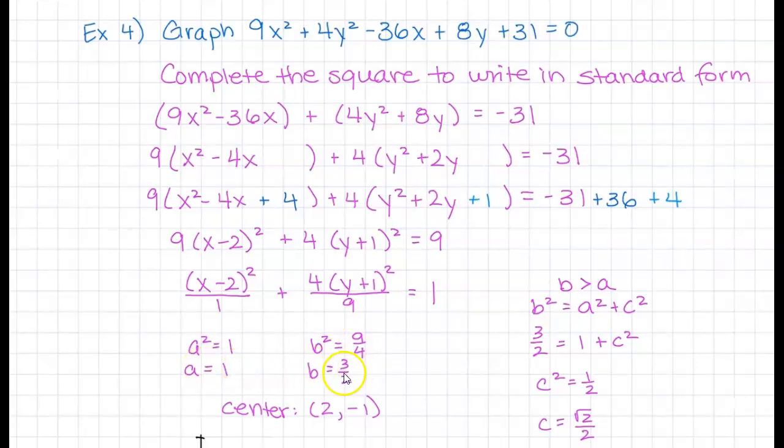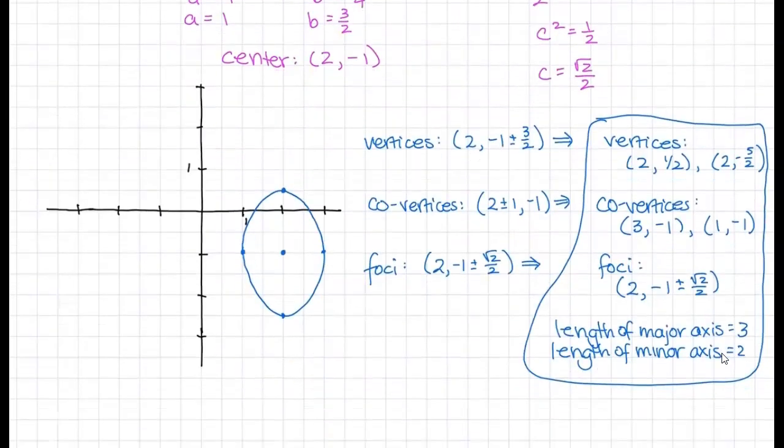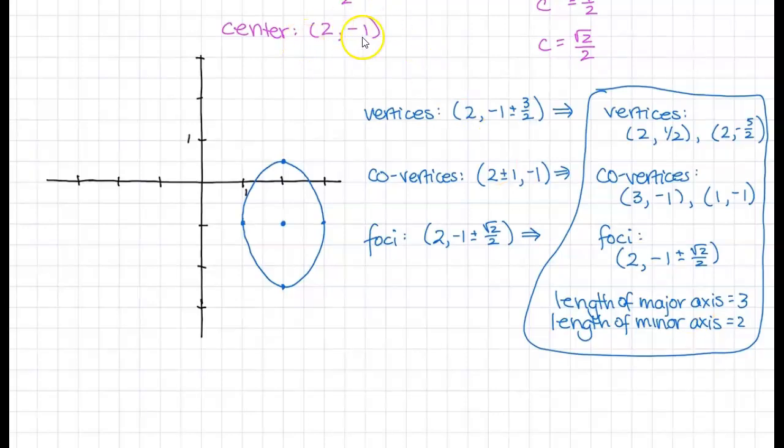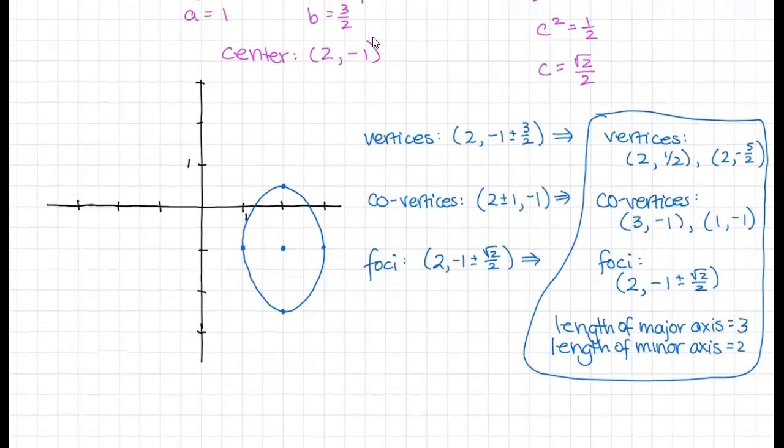And now I can clearly see that b is bigger than a, so I use this form of the formula, and I can find that c is root 2 over 2. You can also see my center is at (2, -1). So now I have all the pieces I need to graph this parabola, or this ellipse. Whew. All right, so let's go down here then. The center is at (2, -1). Actually, here, I can scroll it down just enough so we can see a and b. So my center is at (2, -1).